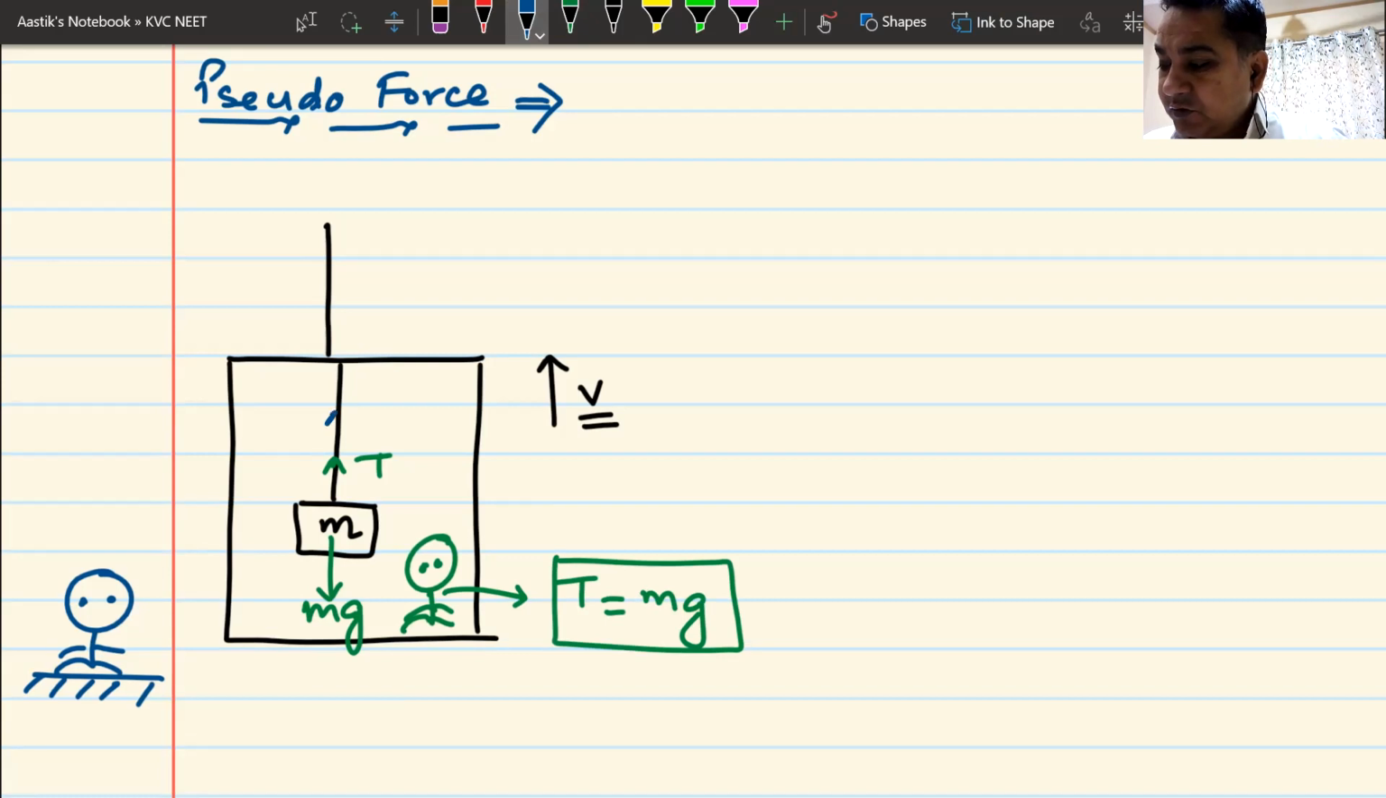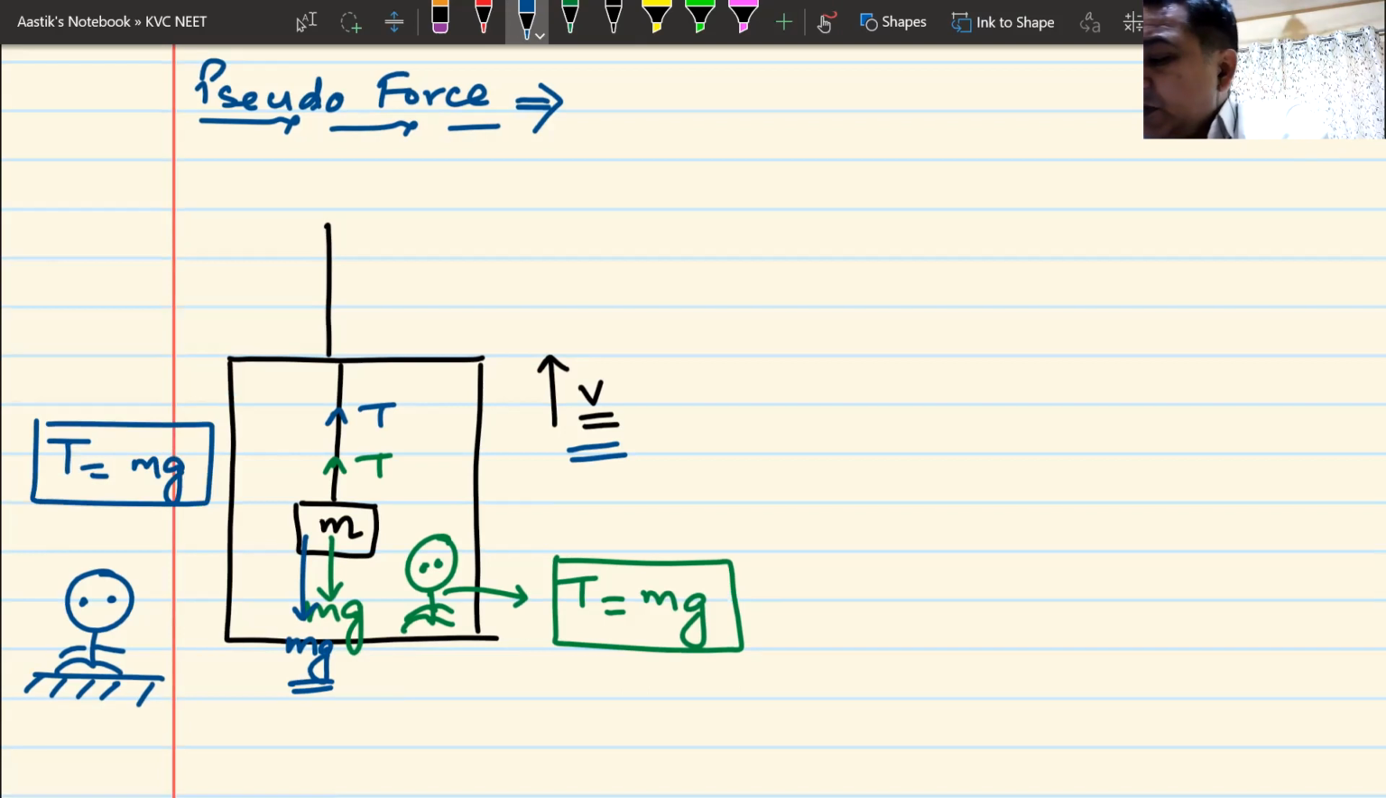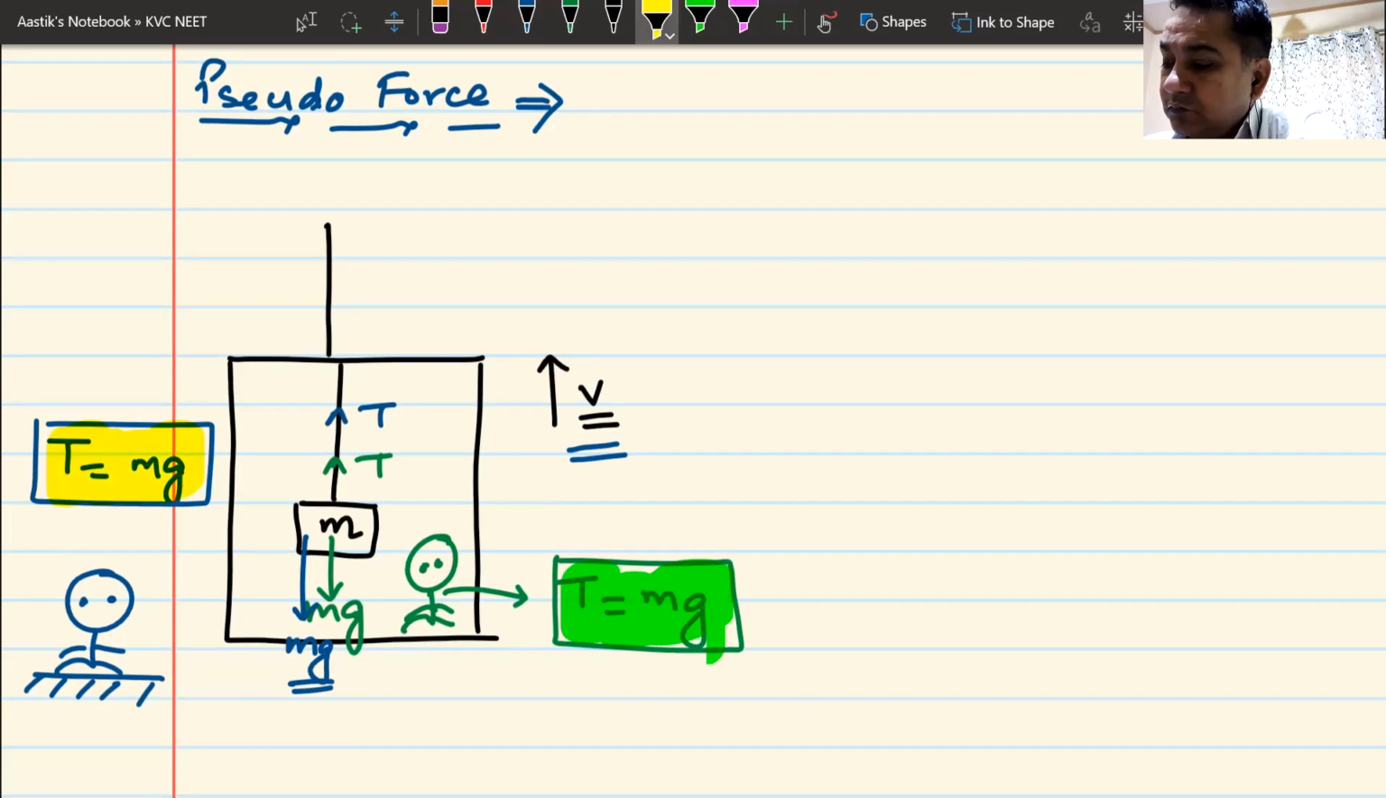The Blue Hulk also sees T, a real force. He also sees mg. He looks at the lift and says the lift is moving with a constant velocity. That means this block is also moving with a constant velocity. Constant velocity means acceleration 0. T is upwards, mg is downwards, so T is equal to mg becomes the equation. As you can see, both the equations are the same. No problems.